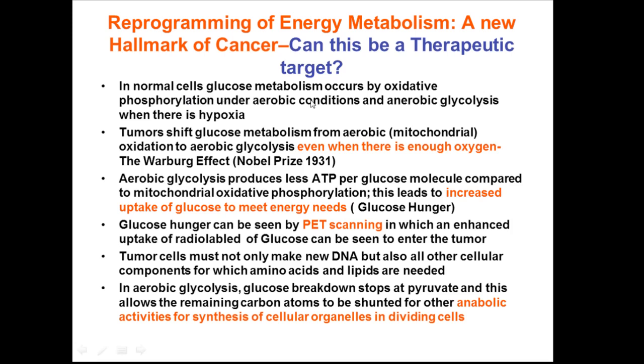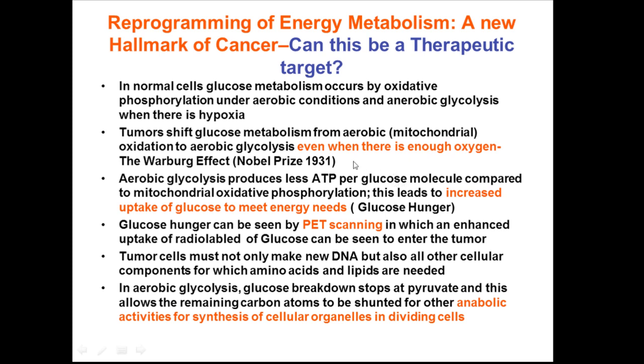In normal cells, glucose metabolism occurs by oxidative phosphorylation in the mitochondria. We all know that, under aerobic conditions. And when there's hypoxia, there is anaerobic glycolysis, which goes to the pyruvate pathway rather than the Krebs cycle pathway completely. So when normal oxygen is there, oxidative phosphorylation occurs. And when there is a paucity of oxygen, the cell triggers glycolysis. Now, interestingly, tumors shift glucose metabolism from aerobic mitochondrial to aerobic glycolysis, even when there is enough oxygen.